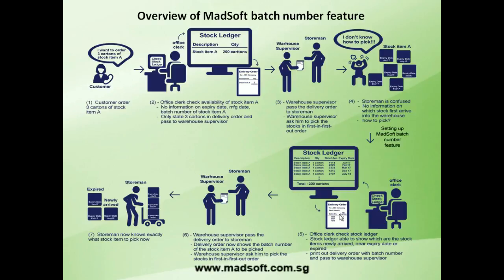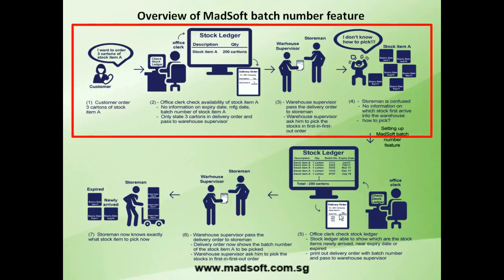The storeman faced a tough time locating the stock items with no required information on the sequence of arrival of the stock items. Finally, we will look at how the MadSoft batch number feature helps to lighten the workload of the storeman. I'll be using sardines as stock item A in this example, and will be explaining in parts to better show how the MadSoft batch number feature works.